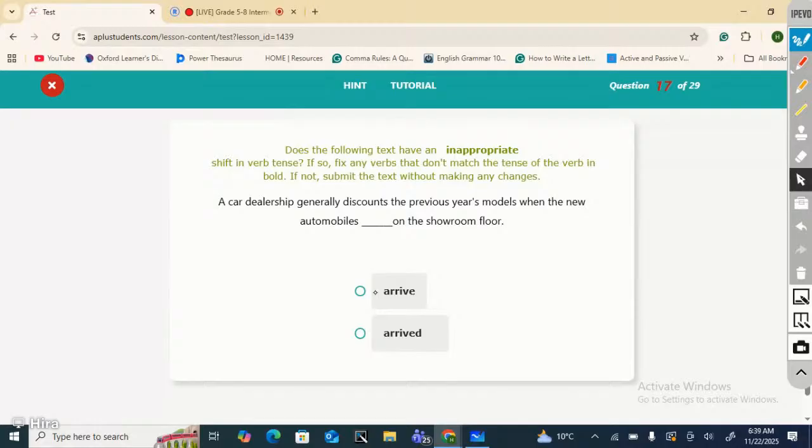Okay, look at the verb, the first verb, discounts. Discounts, the verb ending in S is present tense verb. So, when the new automobiles arrive, this is another present tense verb. Present tense verbs usually end in S or they remain the same. This one is past. It is wrong. We need a present tense verb. Option one.